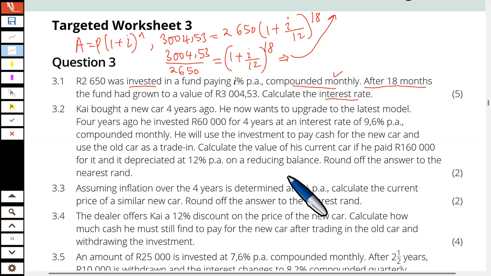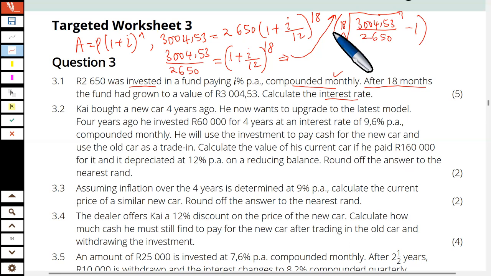Right, in the end we solve for i. We want to remove this 18, so we take the 18th root of 3,004 rand and 53 cents divided by 2,650. You subtract one from here. You have taken the 18th root, so the 18 is gone, and you subtract one, but you must multiply by what? You must multiply by 12 that is at the bottom, and this equals i. So the interest rate which they want is determined by the 18th root of this minus one. Then you multiply by 12.